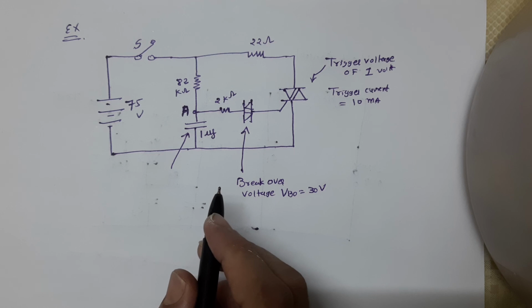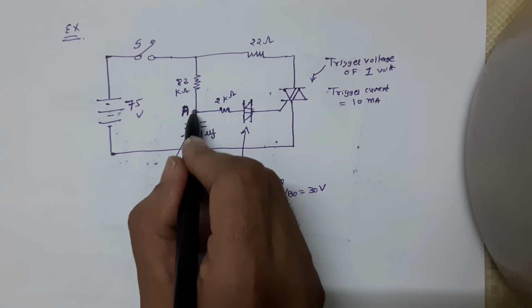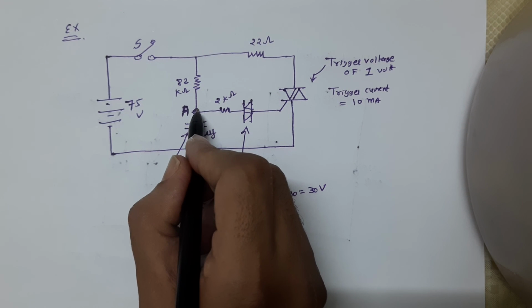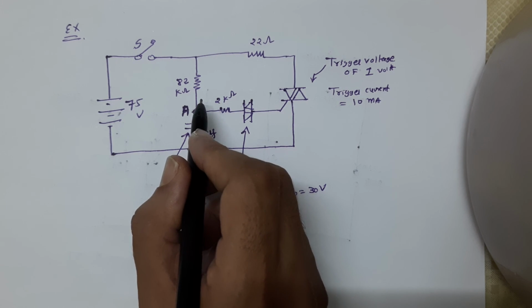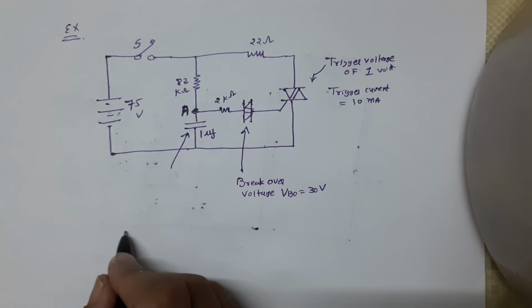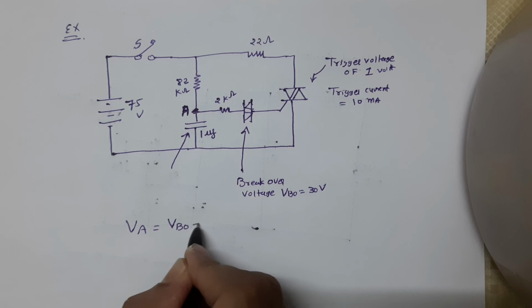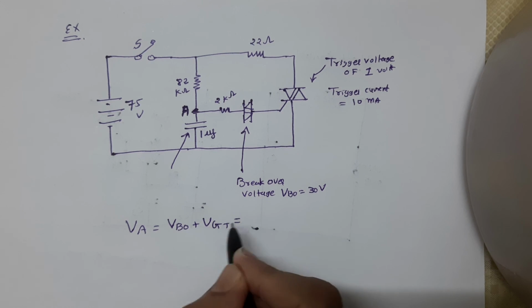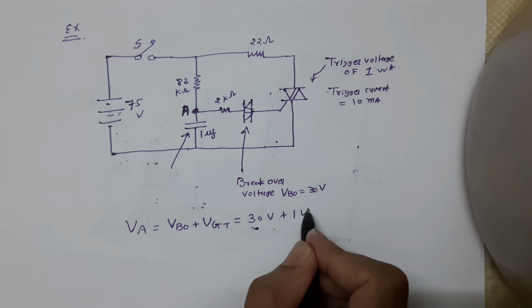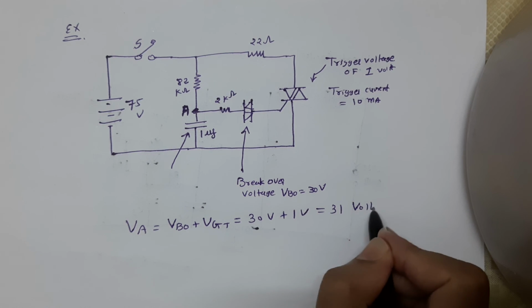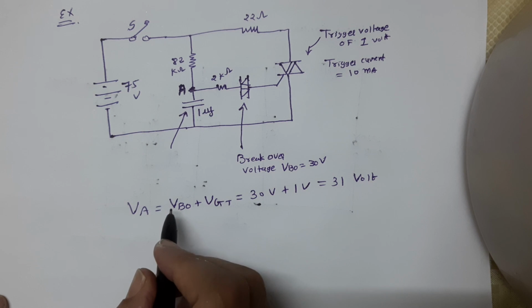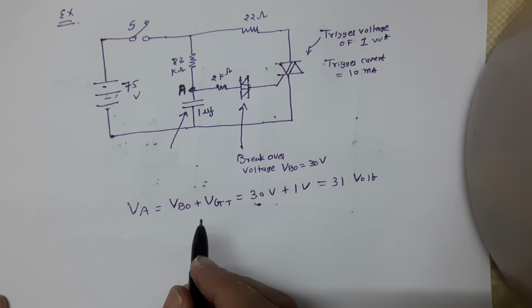Now when the switch is closed, the capacitor starts charging and the voltage at point A increases. When the voltage VA at point A becomes equal to VBO of the diac plus the gate triggering voltage VGT of the triac, then the triac is fired into conduction. Therefore, VA is equal to VBO plus VGT, which is equal to 30 volt plus 1 volt, which is equal to 31 volt. So this is the minimum capacitor voltage that will trigger the triac.